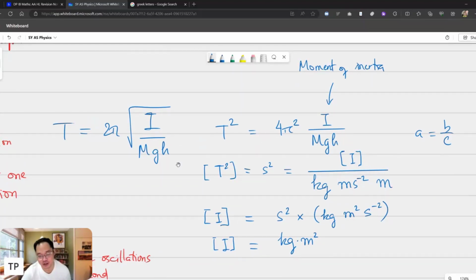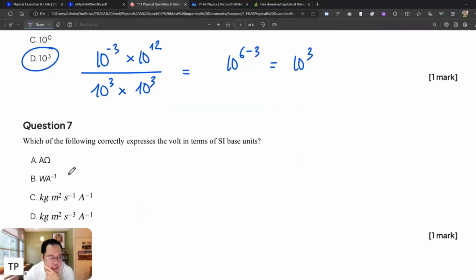Please write this solution in your book. Question 7: which of the following correctly expresses the volt in terms of SI base units? Okay, I'd like you to try finding the solution of this one, volt.